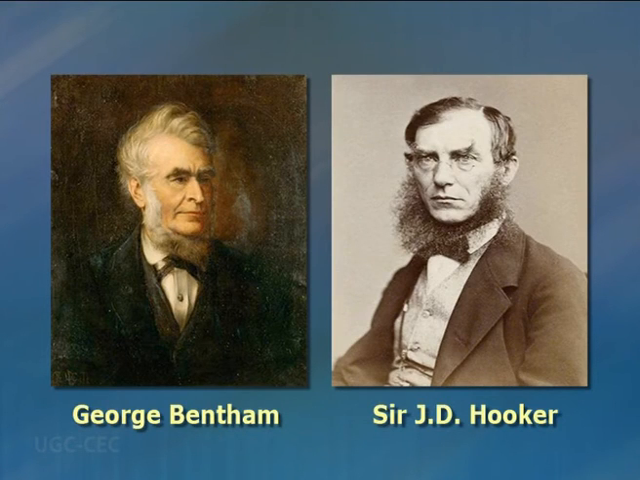George Bentham and Sir J.D. Hooker proposed the most important natural system of classification in their monumental work Genera Plantarum during 1862 to 1883. This system has tremendous practical utility and is better than the artificial system, but it is not at all phylogenetic.